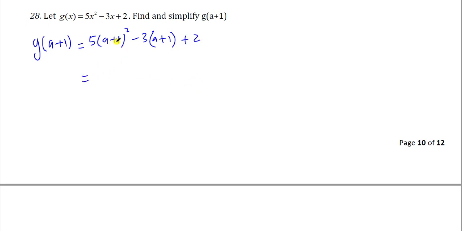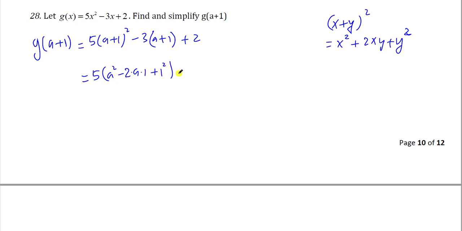And now we can simplify this by expanding this one out here. We know that x plus y squared is x squared plus 2xy plus y squared. In this case, x is a, y is 1, so I can apply that here. 2 times a times 1 plus 1 squared. Foiling here. 3a minus 3 plus 2. Simplify this here. 5a squared minus 2a plus 1 minus 3a minus 3 plus 2, that is minus 1.